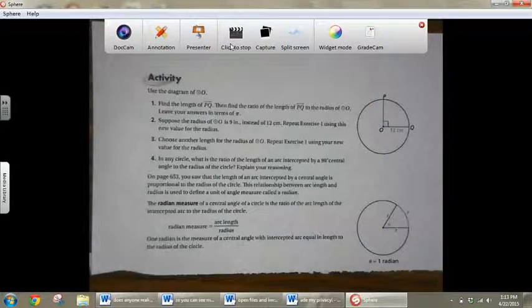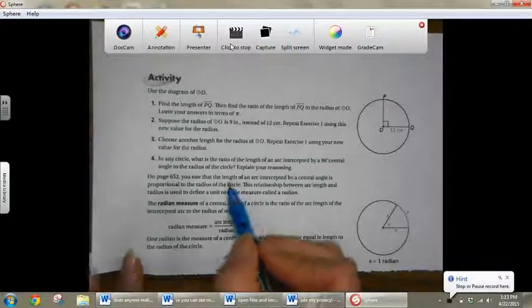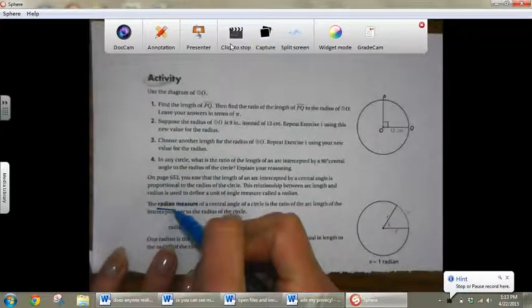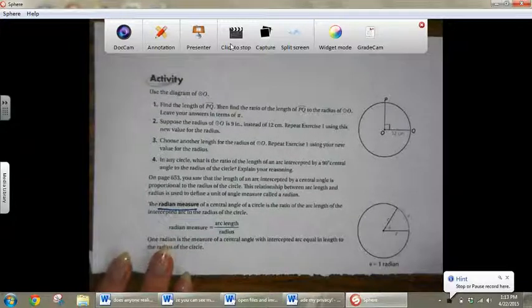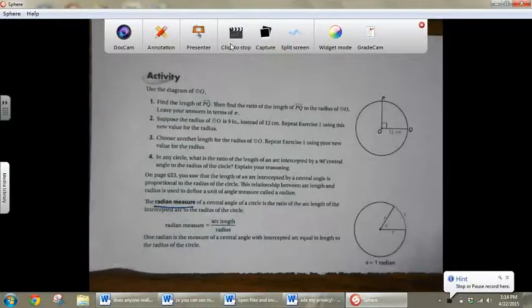Alright, this is our lesson on radians. What you need to know about radians is right down here. Radian measure is essentially the exact same thing as angle measure. It's just a different way of talking about it. It's almost like how temperature can be measured in Celsius and Fahrenheit, which are two different systems. We can also measure angles in degrees as well as radians.